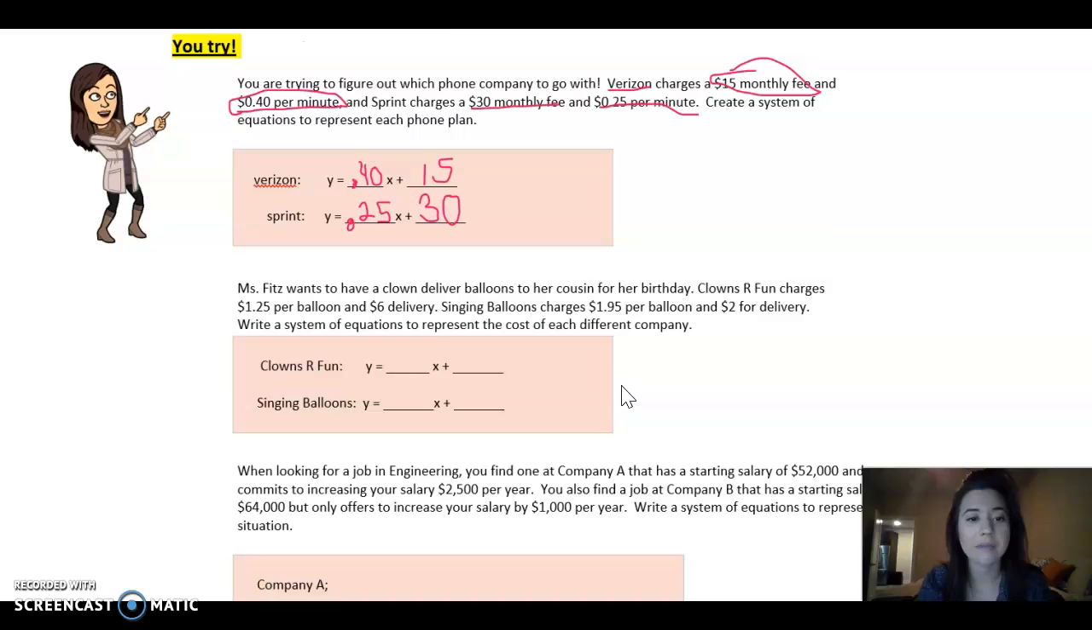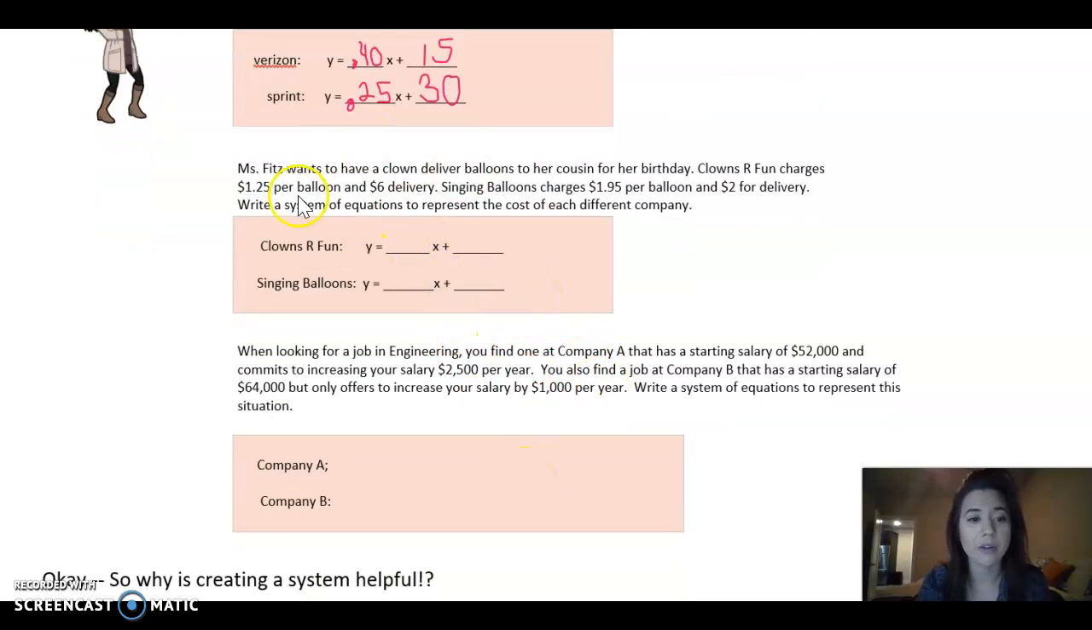Alright, I want you to pause me now, and I want you to try these 2. One for the clown example, and then one for this job in engineering. Pause me and come back when you're ready.